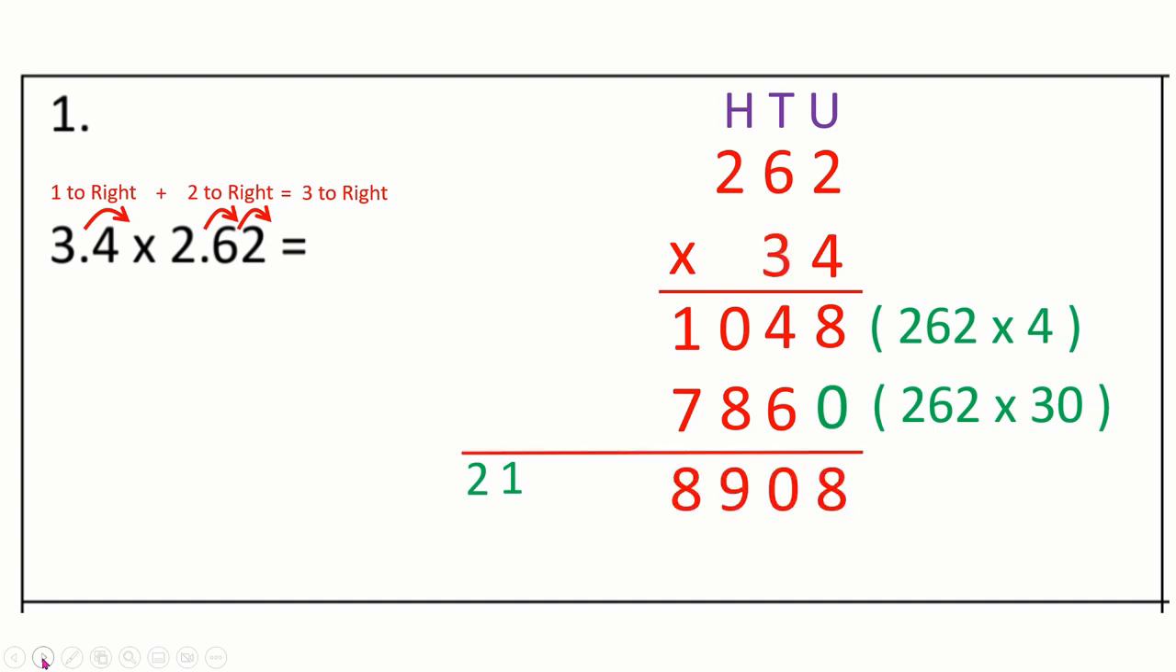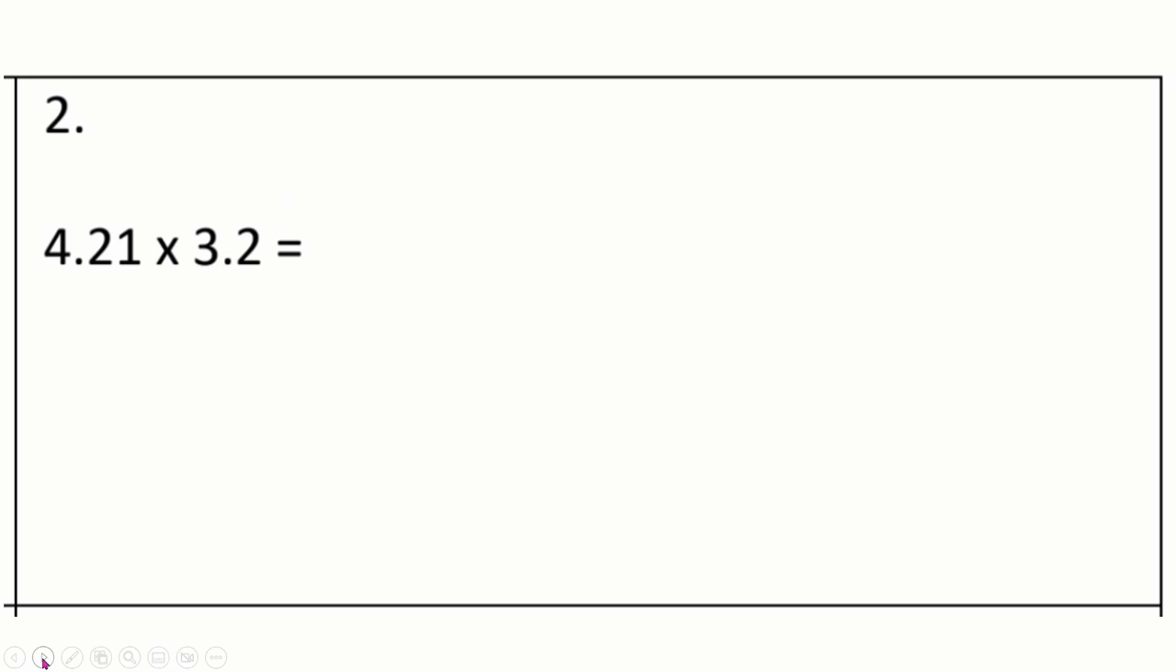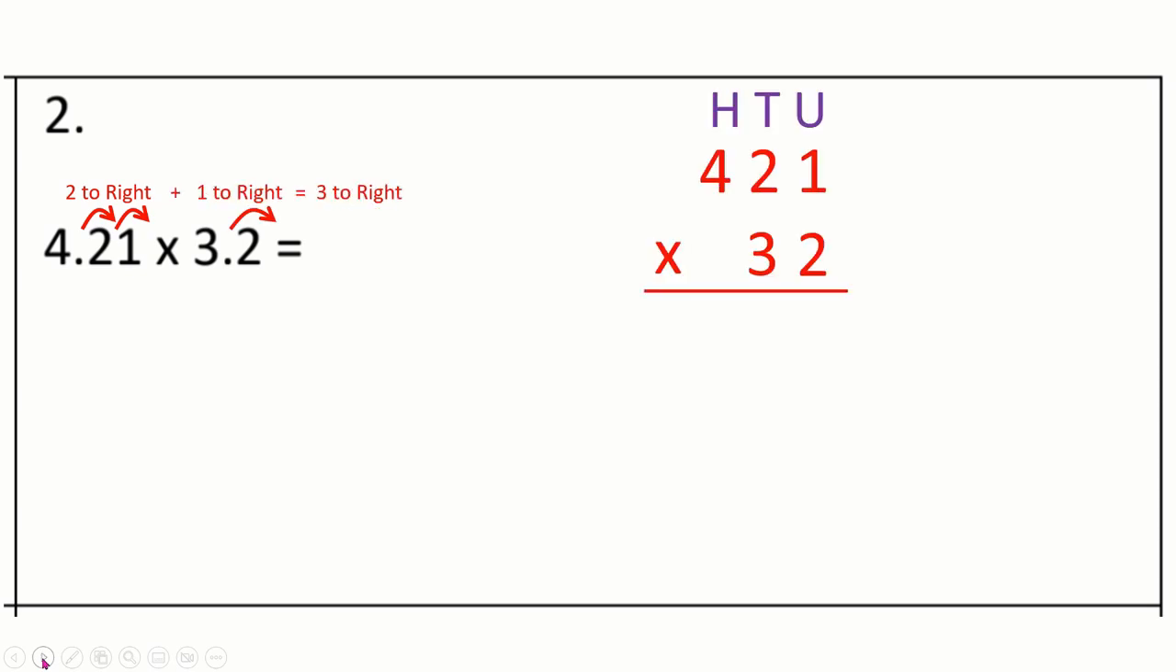Add the 2 lines together and now move your decimal point 3 places over to the left. So it becomes 8.908. So you've made it 1,000 times smaller. Okay, let's do one more. 4.21, 2 to the right. 3.2, 1 to the right. That's 3 to the right in total. You've made your calculation 1,000 times bigger.